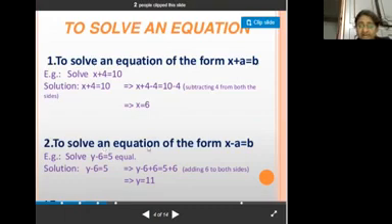To solve an equation of the form x minus a is equal to b, let us solve an equation where a and b are constants, so we take a as 6 and b as 5. So y minus 6 is equal to 5.